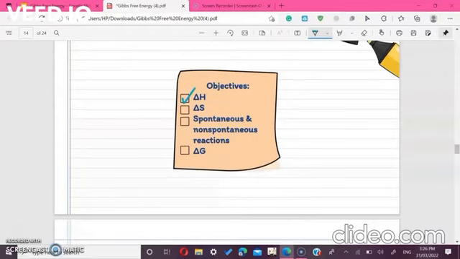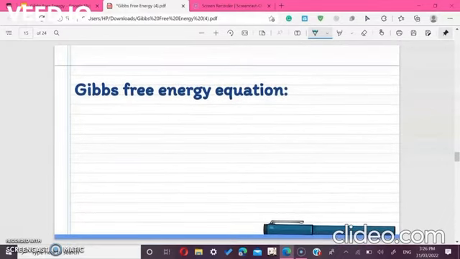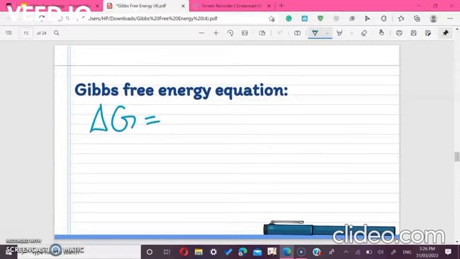We're done with delta H, delta S, and spontaneous and non-spontaneous reactions. Let's move on to delta G. Again, the equation is delta G equals delta H minus T delta S.